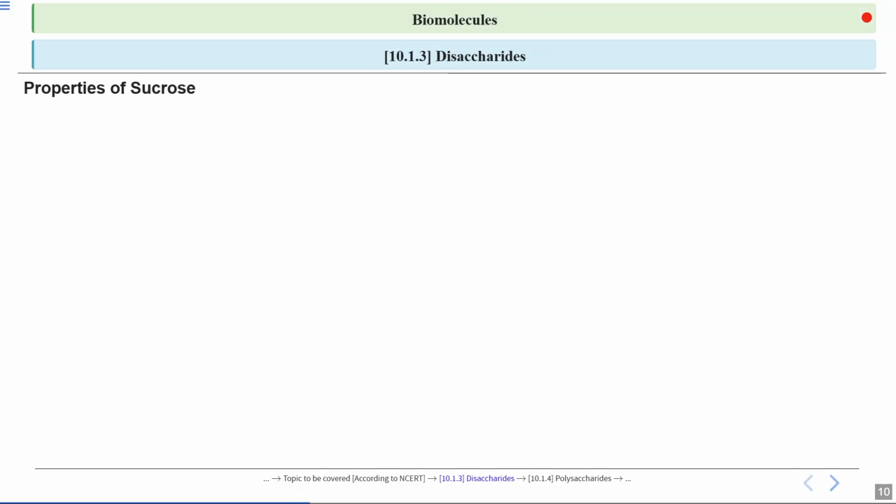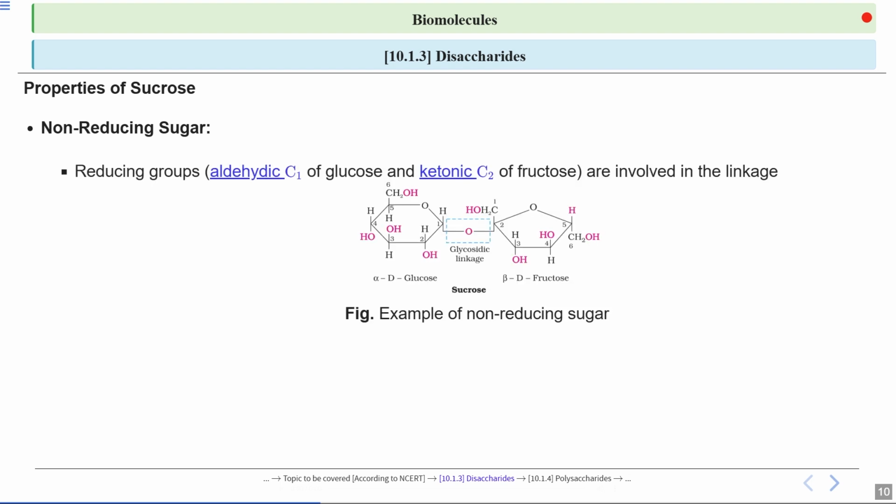Let us talk about properties of sucrose. First, it is a non-reducing sugar. First of all, what is a non-reducing sugar? A non-reducing sugar is a carbohydrate that lacks a free aldehyde or ketone group, and therefore it cannot act as a reducing agent.